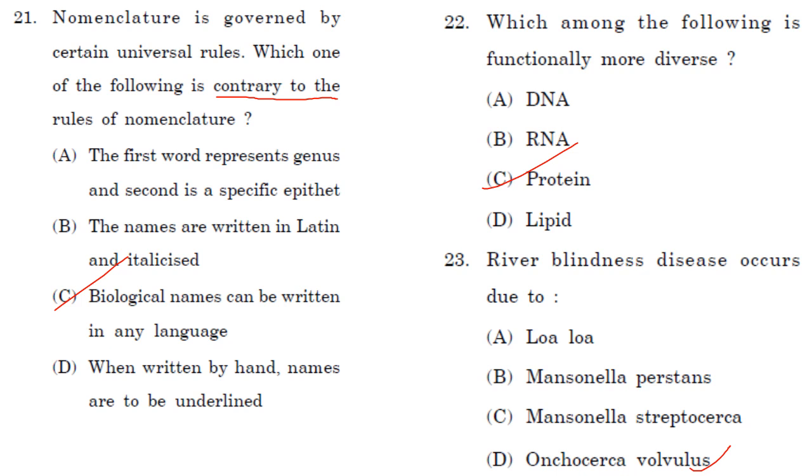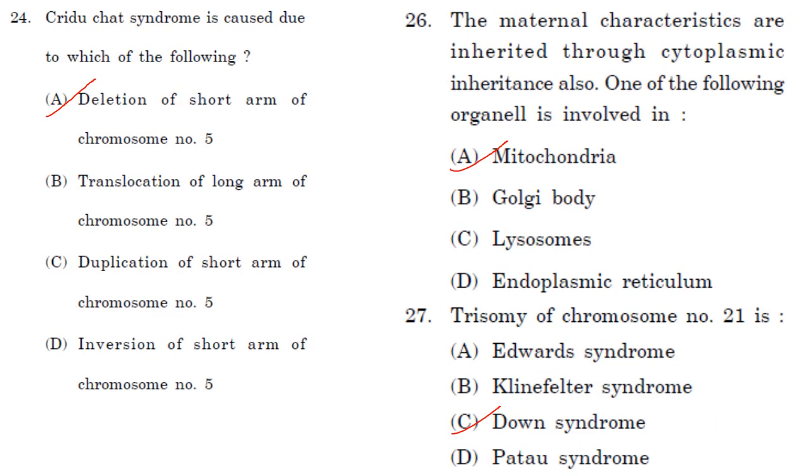River blindness disease occurs due to Onchocerca volvulus. Answer is option D. Then Cri-du-chat syndrome is caused by, so it is of chromosome number 5 and it is deletion of the short arm of chromosome number 5. So answer here is option A.